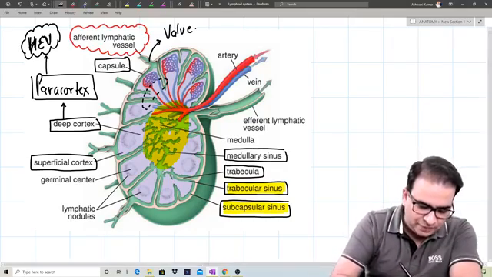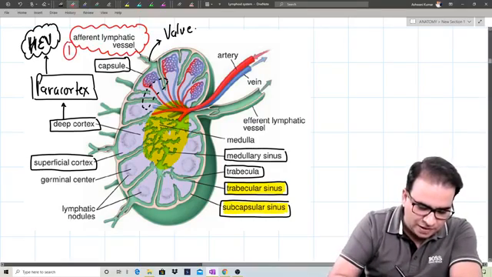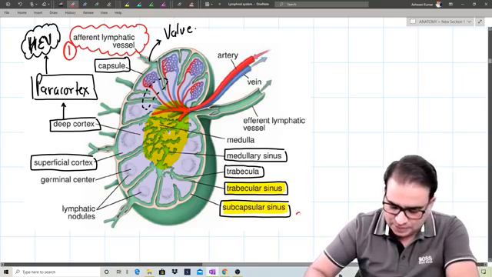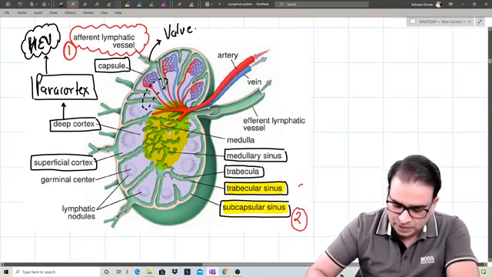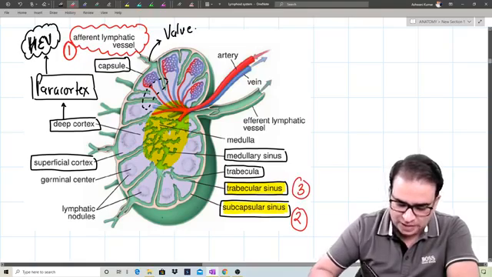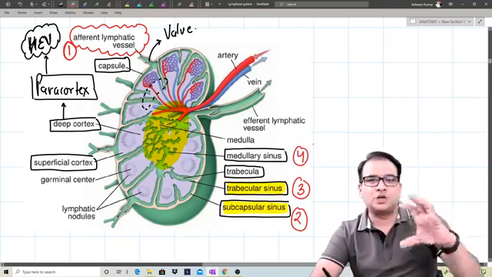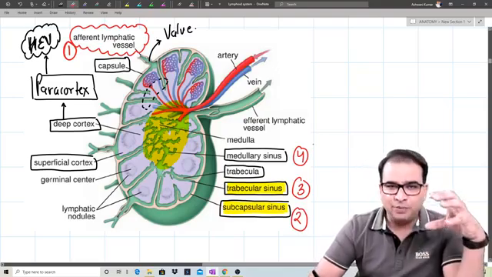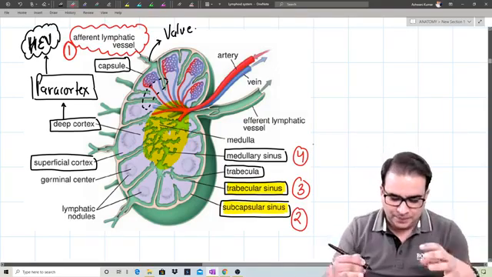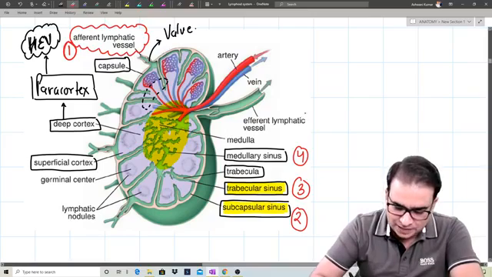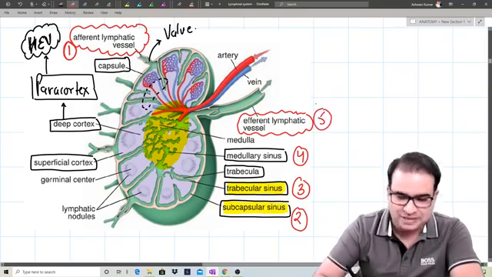So coming from the afferent lymphatic vessel, if I give it number 1 here, it goes into the subcapsular sinus, that is number 2. It goes into the trabecular sinus, number 3. Then ultimately the lymph goes into the medullary sinus, which is in the medullary region. We'll talk more about that. And from there, you can see these converging into a single efferent lymphatic vessel, which is coming out, that is number 5 in there.